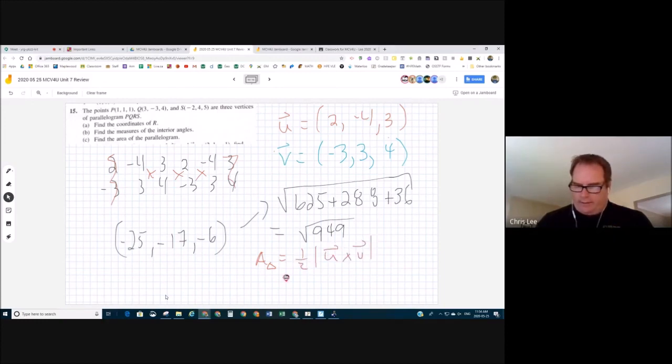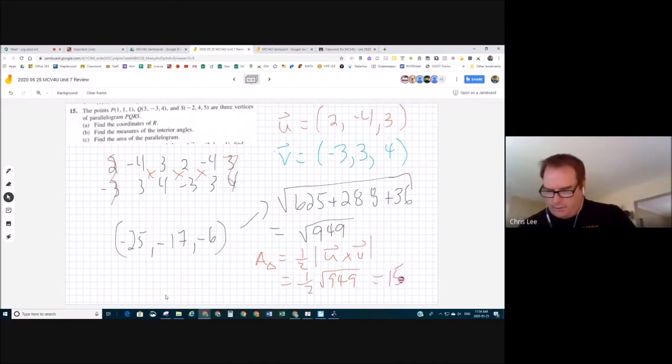So we just did all that. That's going to be a half of the square root of 949. So you'll punch the square root of 949 in your calculator, take half of it, and I got an answer of 15.4 units squared. Did you guys get that too? Yes, thumbs up. Good.